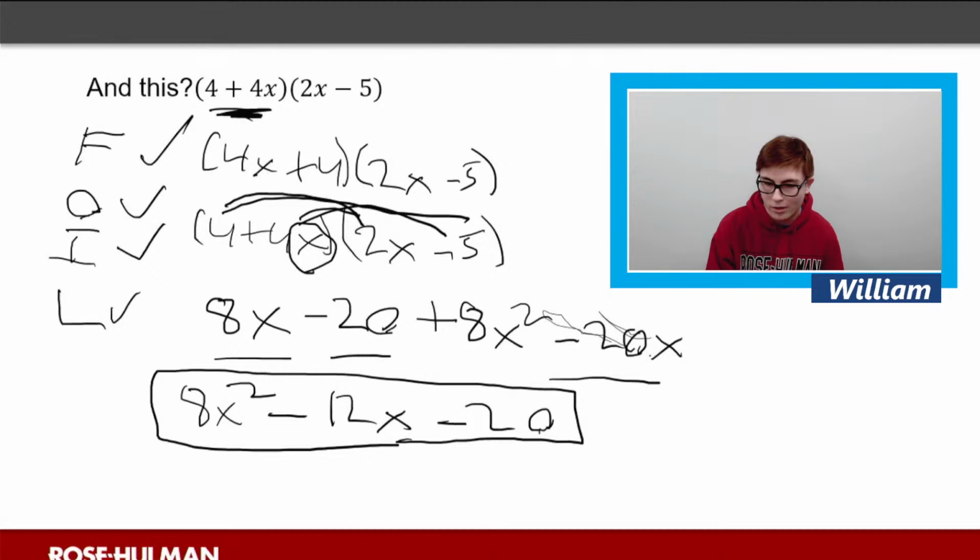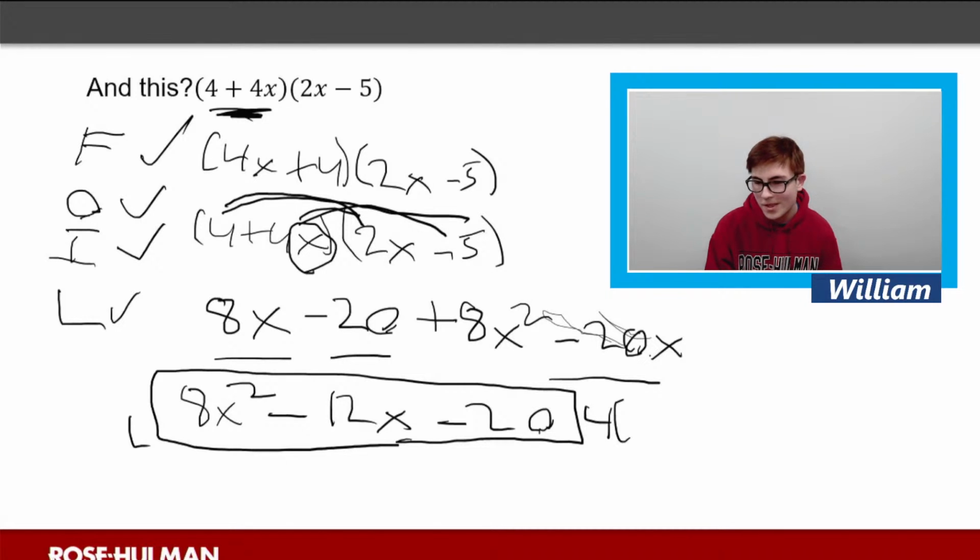If we pull a 4 out of the first term there, my pen is not wanting to write. Interesting. Let me try again there. Hello, can I write? I apparently can't write down there. That's interesting.